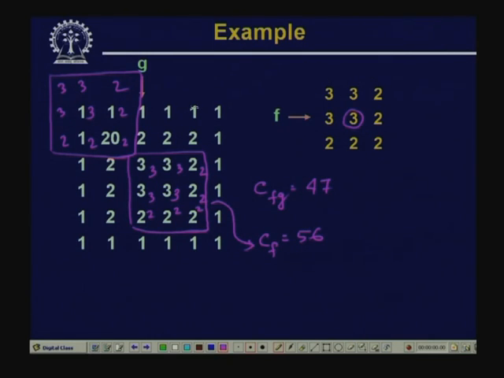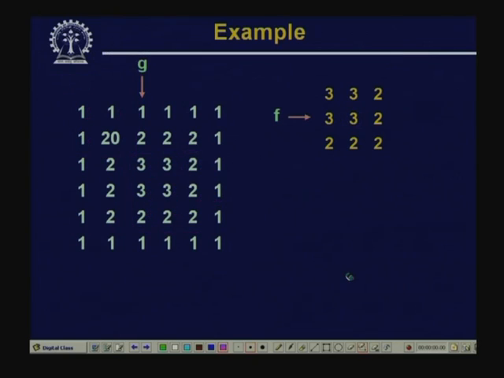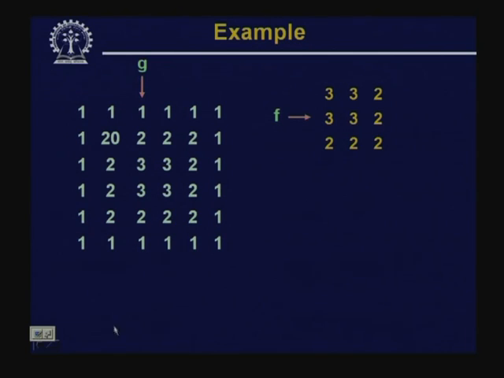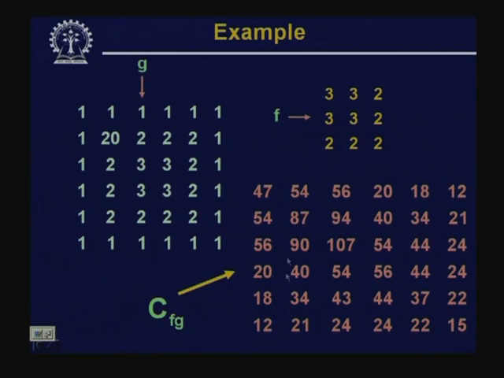So, like this, for all possible shifts within this particular image, I have to find out what is the cross correlation value. And if I complete this cross correlation computation, you will find that finally I get a cross correlation matrix which is like this. So, this gives the complete cross correlation matrix when this template is shifted to all possible locations in this given image, and the cross correlation value is computed for all such possible shifts.